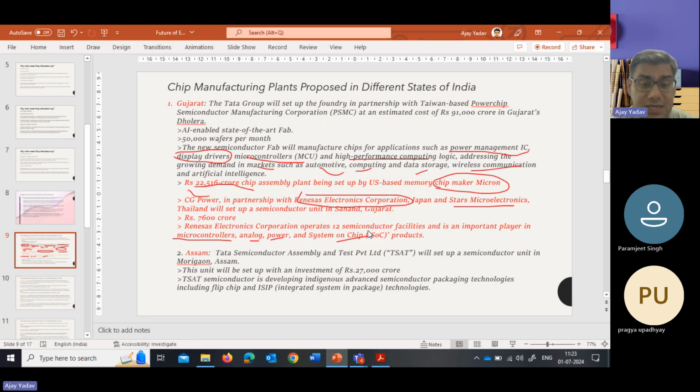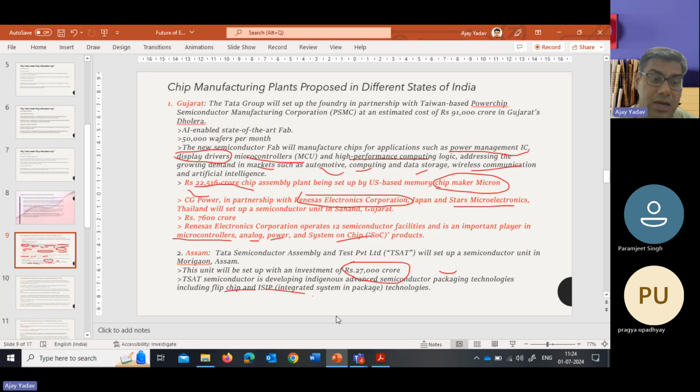Okay. The second state is Assam. In Assam also there is a proposed Tata Semiconductor Assembly and Test plant. It will be in Morigaon, Assam, and this unit will be established at a cost of rupees 27,000 crore. And these chips will be used in semiconductor packaging technologies, including flip chip and IC technologies. So what I want to say is that these are the various chip manufacturing or semiconductor related plants which are coming in India.